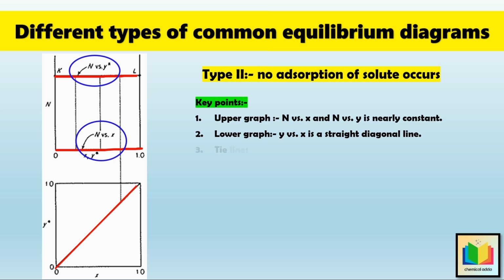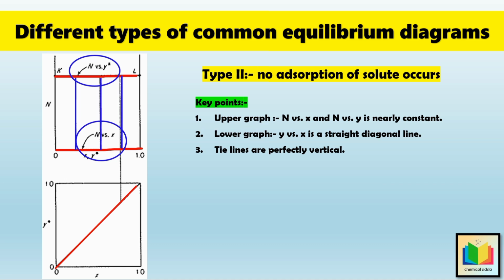Then we can see that tie lines are perfectly vertical. This is a unique characteristic of this diagram. From this we can conclude that the composition of the withdrawn leaching solution and the solution retained by the leached solids or sludge is identical.